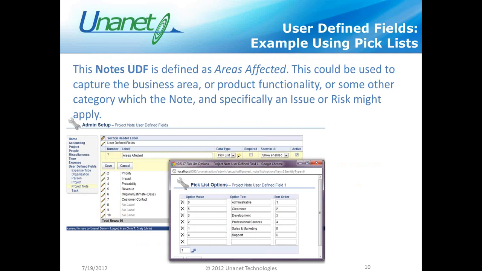So here's an example of a notes user-defined field that's defined as areas affected. In this, I've chosen to do a pick list option of different areas in the organization that would be affected by whatever's going on with the project note. So if the project note type was an issue or a risk, you could then say that the administrative group was going to be affected by that. We do provide you with a wizard that will assist you in your pick list setup.